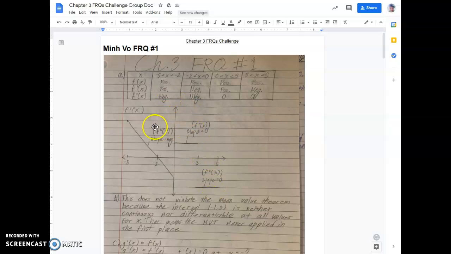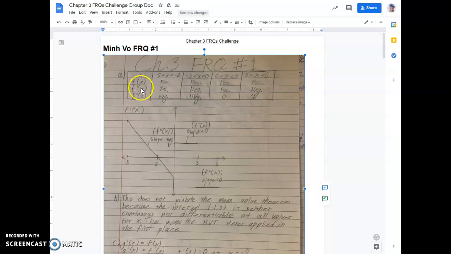After I was able to graph this to represent f prime of x, I could finally look at the intervals and show the sign of each interval. From -5 to -2, it's positive because it's above the x-axis, negative because it's below, positive because it's above, and negative because it's below.